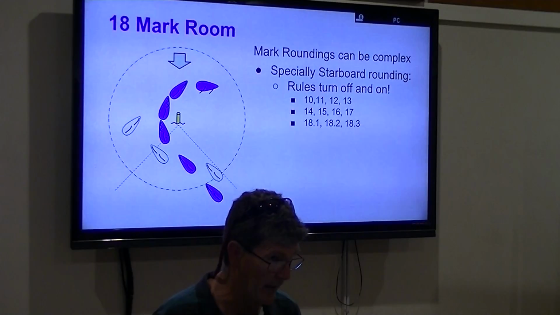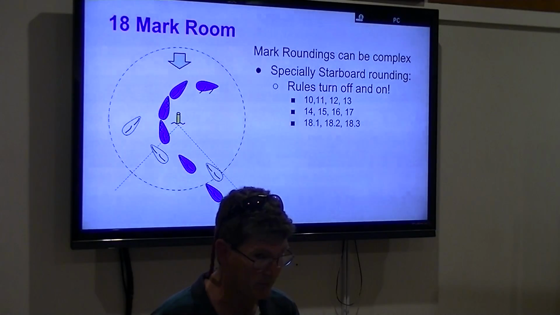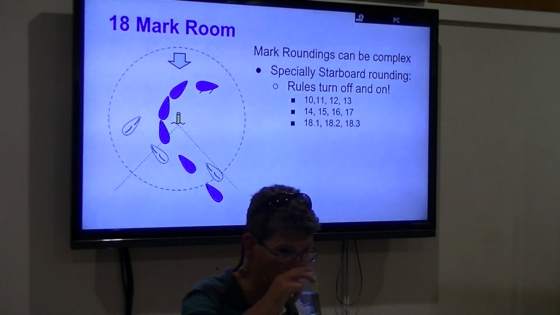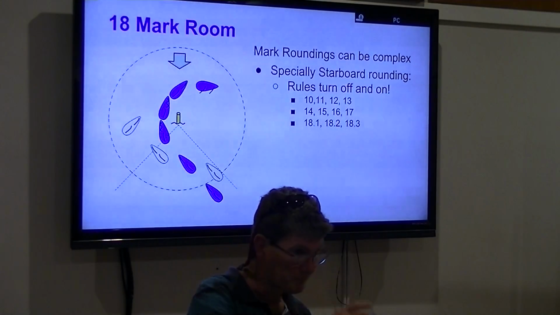Okay, that's obstructions. That's the simple rules. Now we get to the complex rules. Any questions on obstructions? How much time you got to give?